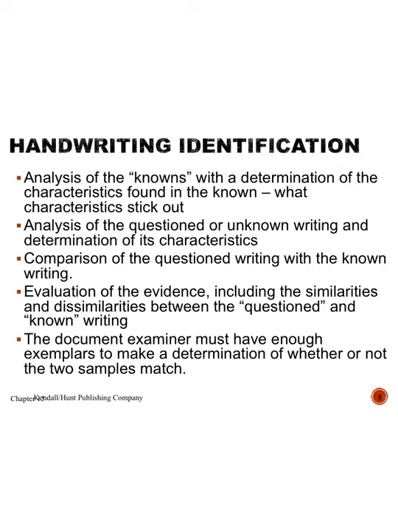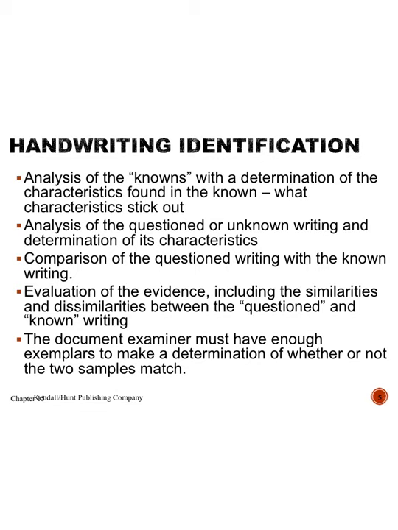So when we look at the knowns, so we look at those exemplars, we look at what characteristics actually stick out. And then we go to the question document and we see if any of those characteristics match. If I only have one document that I was known to be written by Miss Baker, and I get another paper that is supposedly written by Miss Baker, if I only have two documents, how do I know which one was actually written by Miss Baker?